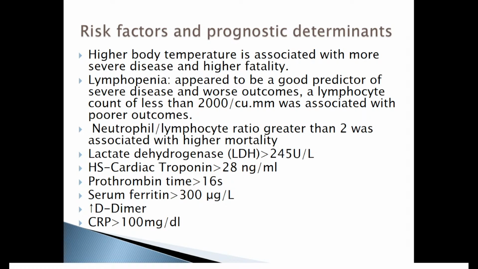Neutrophil lymphocyte ratio greater than 2 was associated with high mortality. Lactate dehydrogenase, high level, high mortality. Cardiac troponin elevated, more high mortality. Longer prothrombin time, more high mortality. Serum ferritin elevated, more high mortality. A high level of D-dimer and very high level of C-reactive protein are associated with high mortality.